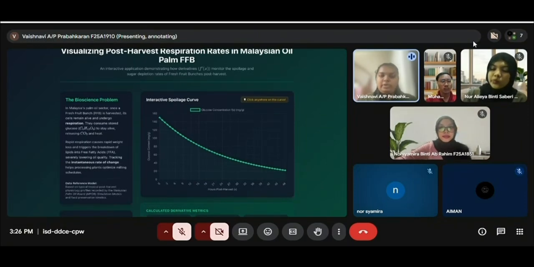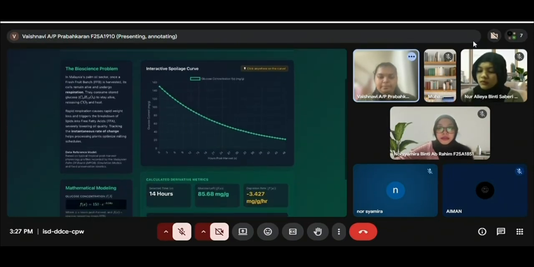Once a fresh fruit branch, or FFB, is harvested, its cells remain alive and continue undergoing respiration. During respiration, stored glucose is consumed to produce energy. At the same time, carbon dioxide and heat are released. As glucose continues to be depleted, the fruit begins to deteriorate. This can lead to weight loss and the breakdown of lipids into free fatty acids, which lowers the oil quality. Therefore, monitoring the rate at which glucose is depleted is important for determining the best processing time.